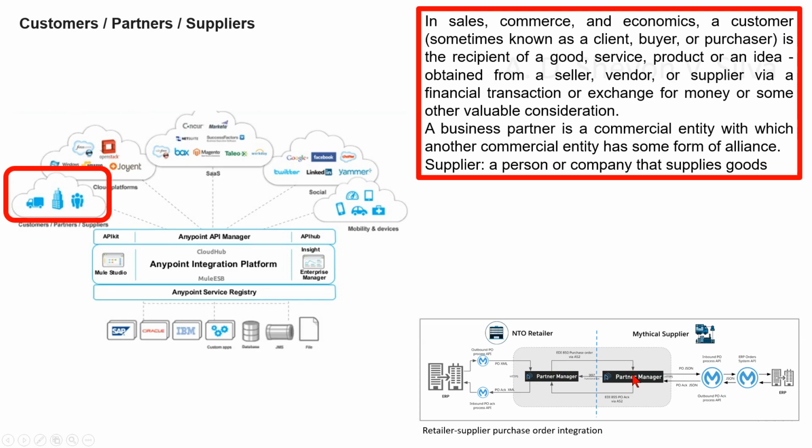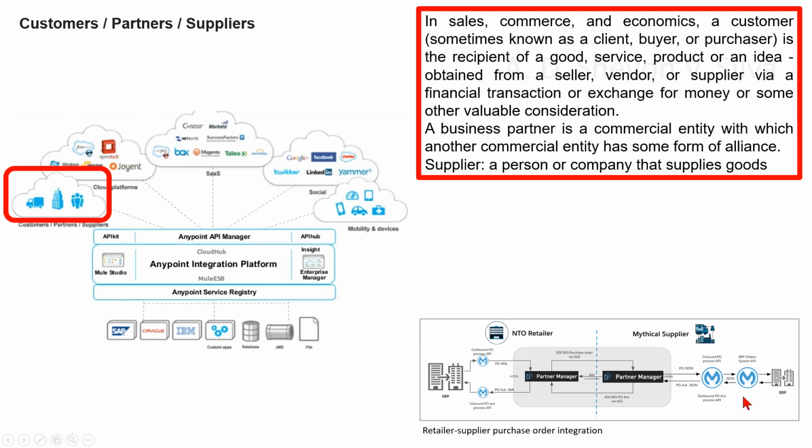Step 2, at the Mythical Supplier, translate the inbound EDI 850 transaction to enterprise PO JSON message and send to the process API, orchestrating order captured in the backend.